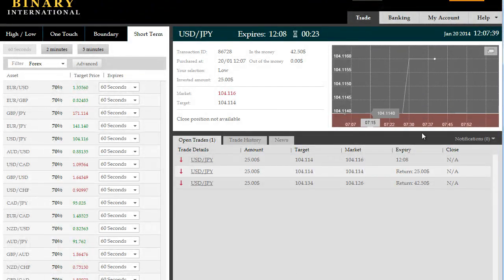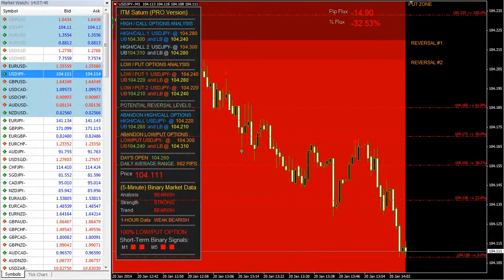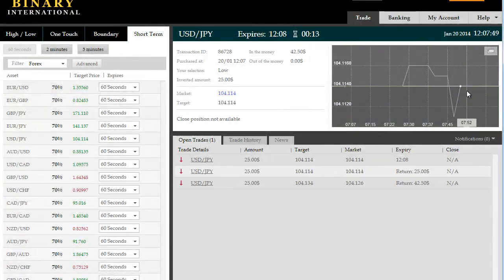So we're now on another trade on the US dollar Japanese yen. We have 20 seconds left to expiry, and looks like bearish momentum is picking up again, so it's likely that we'll be expiring in the money on this trade.